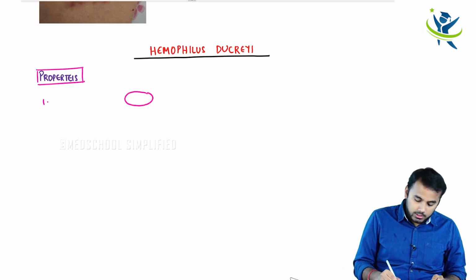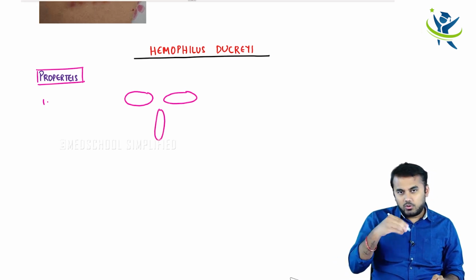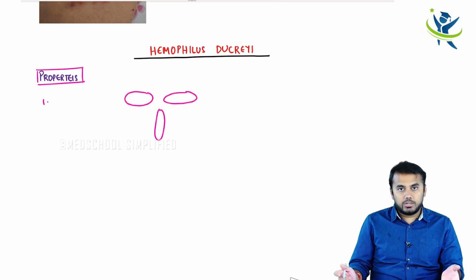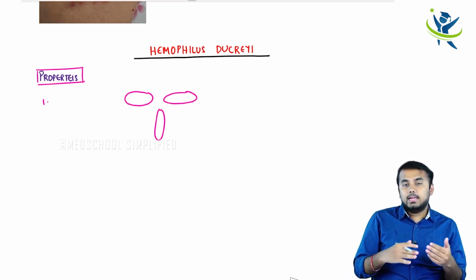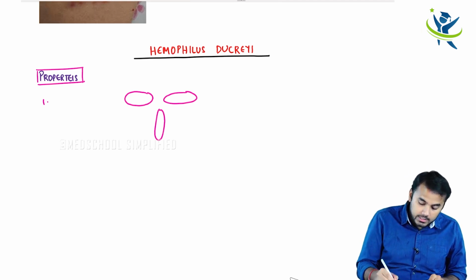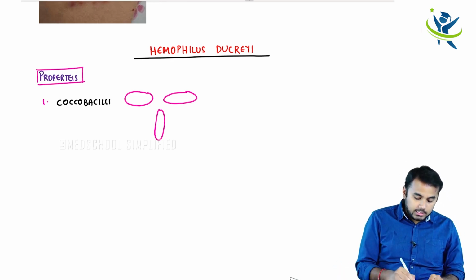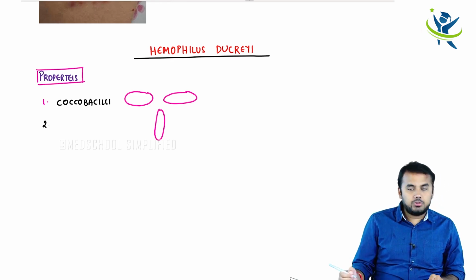Let me draw another picture. You see, this is the shape. It is somewhat circular, at the same time it is also rod shaped. So it is like a cocci, at the same time like a bacilli as well. So I call this coccobacilli.